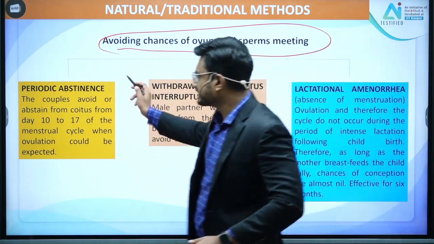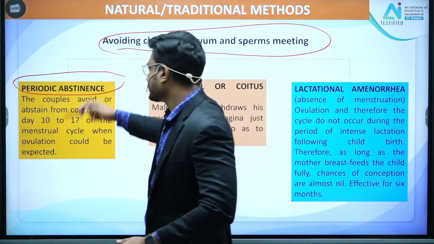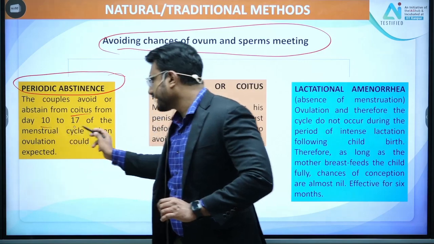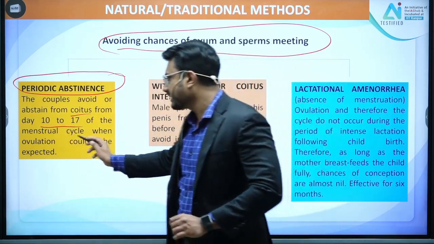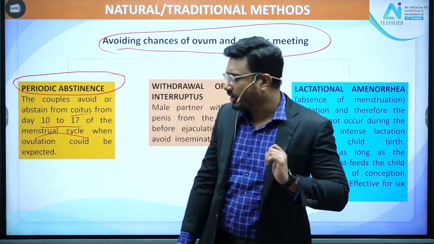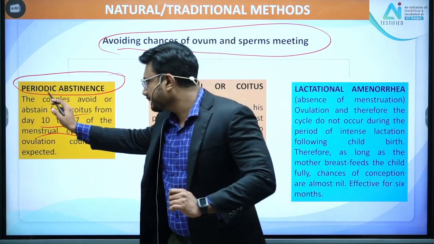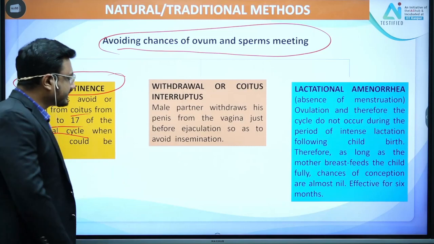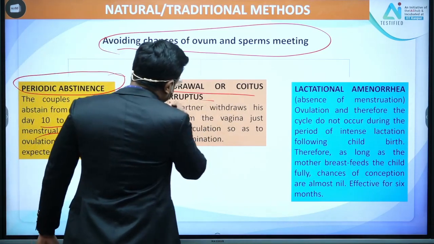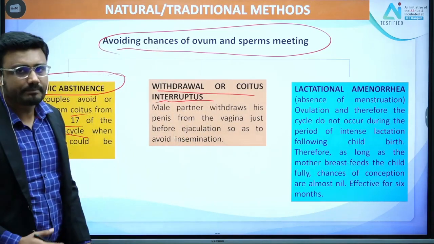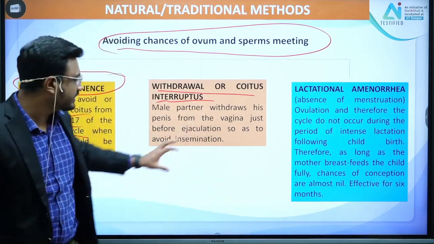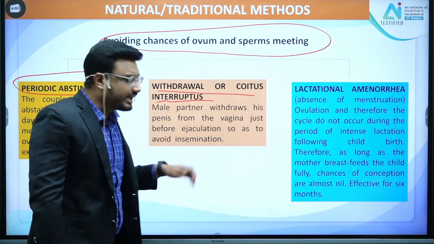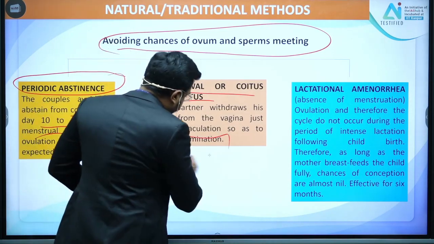The first one is the periodic abstinence process. In this process, the couples avoid sex from day 10 to 17 of the menstrual cycle, when ovulation can be expected. That is known as periodic abstinence. The second method is withdrawal or coitus interruptus, in which the male partner withdraws the penis from the vagina just before ejaculation. So this helps in avoiding insemination.